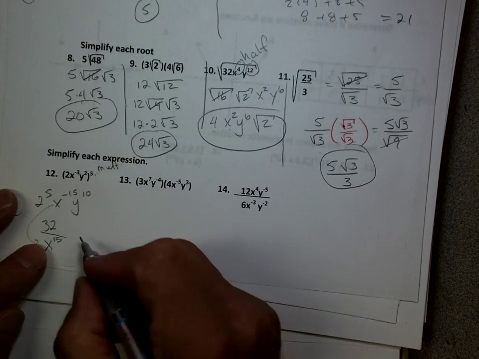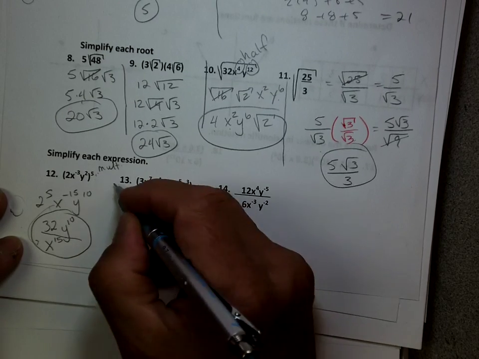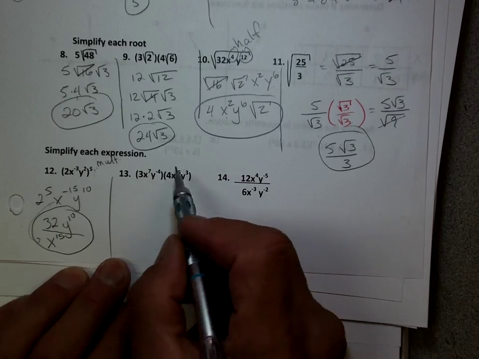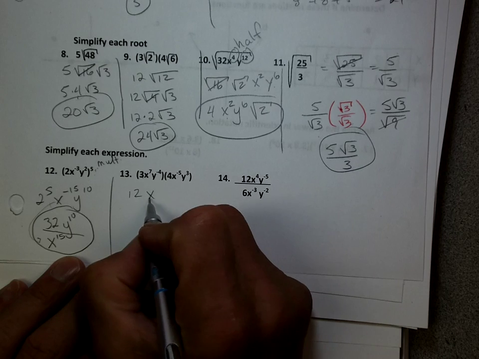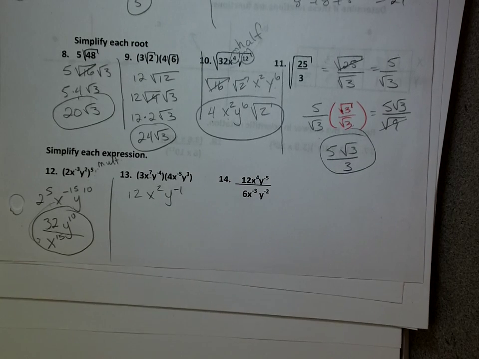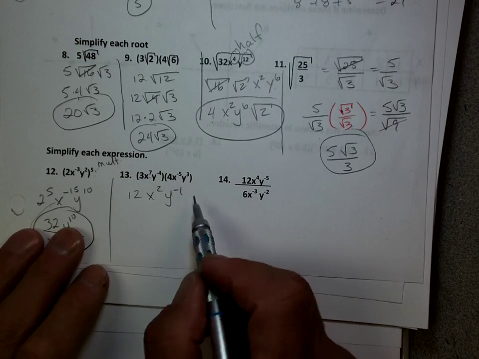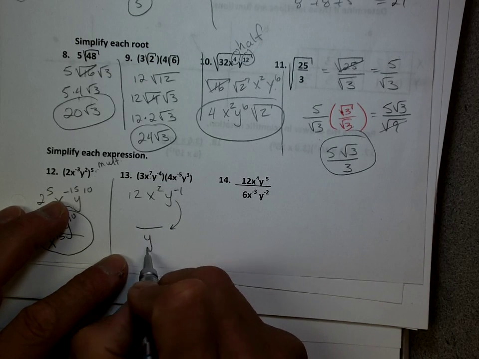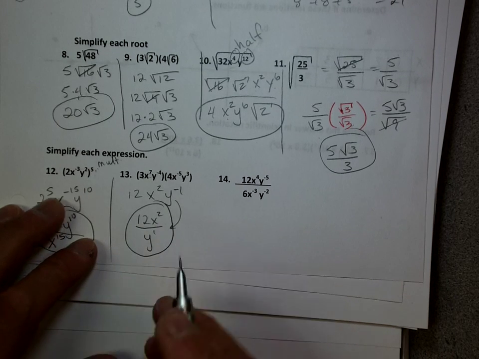And then the y to the 10 has to stay up on top. There it is. So we want positive exponents, okay? 13. We're going to make it a 12. X to the 2 and a y to the negative 1. So I multiplied the coefficients, the big numbers, and I added the exponents, okay? But again, we want positive exponents, so let's bring the y to the 1 down. And we'll have the 12x squared left on top.